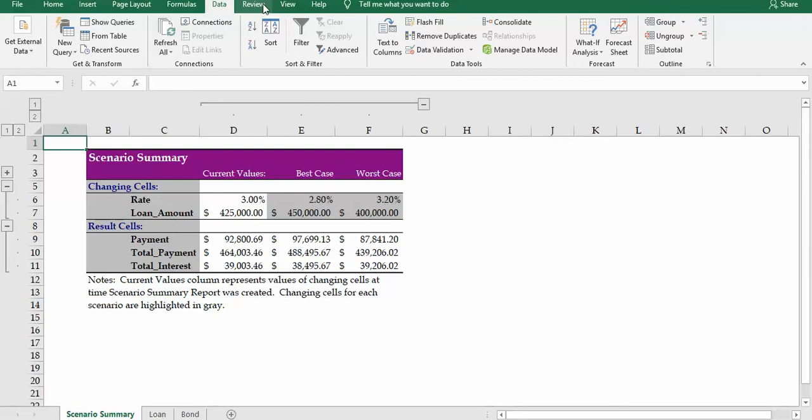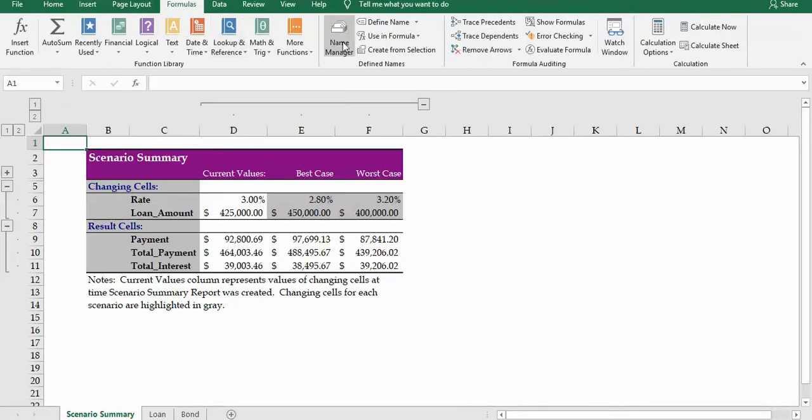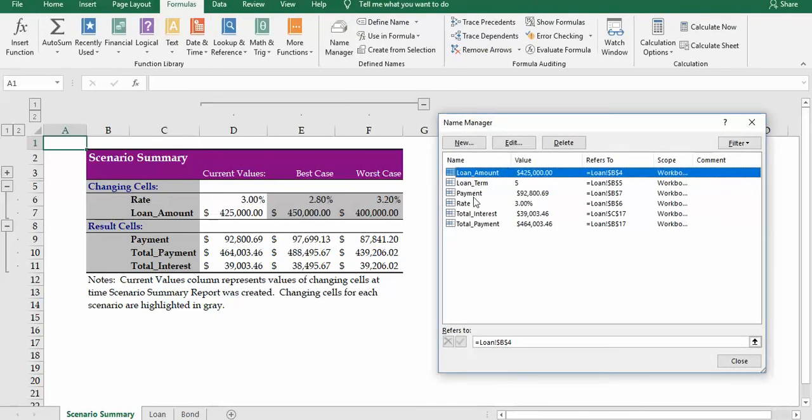So there's a whole part in the chapter about naming, and if you look in, let's see, is it formulas? Yeah. So if you look at name manager, all these things were named. If they're not, then you need to name them. So that could be your error.